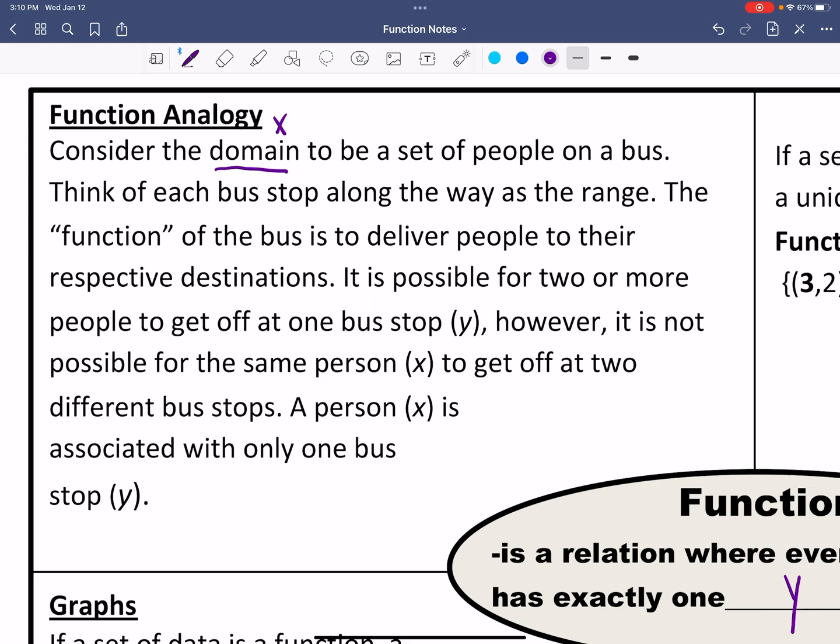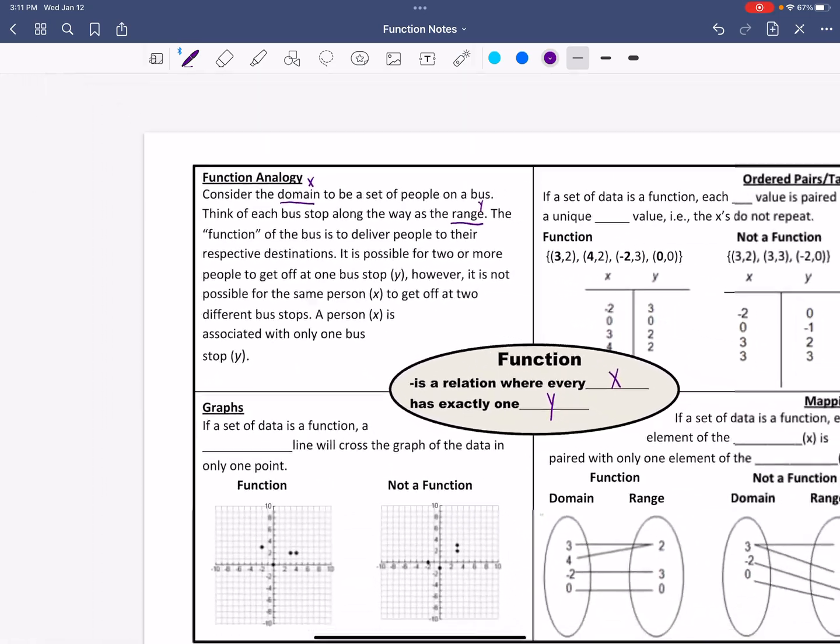Think of each bus stop along the way as the range. Now your range, this is y. The function of the bus is to deliver people to their respective destinations. It is possible for two or more people to get off at one bus stop. However, it is not possible for the same person to get off at two different bus stops. Once you get off the bus, you're off the bus. So a person x is associated with only one bus stop. So that's for our function analogy.